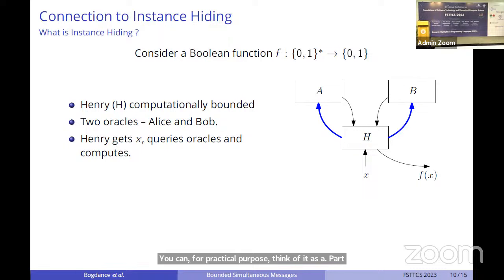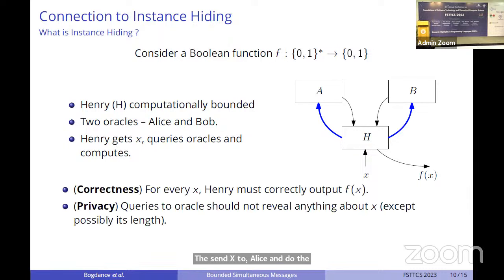Henry gets this x, and Henry wants to compute f of x. To do that, Henry takes the help of these oracles. Henry will send some message to the oracle, and the oracle will respond back with some response, and based on that, Henry could compute. Again, as usual, Alice and Bob are computationally unbounded. So what's the big deal, why is this interesting? Henry can just ask Alice to compute f of x. Just send x to Alice and do the computation. So that's where the catch comes.